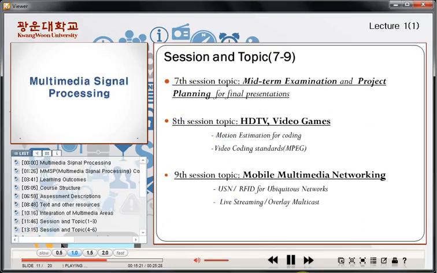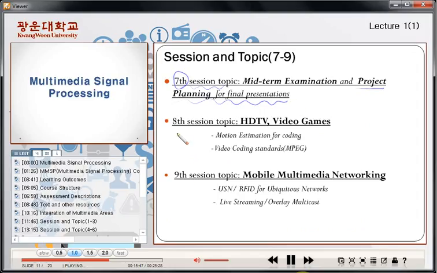And session 7. The seventh session topic is the midterm examination and project planning for final presentations. And in the coming October, I plan to hold the midterm exam and project planning for each group.